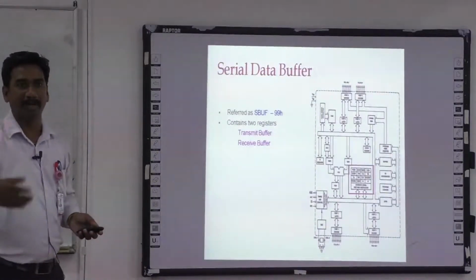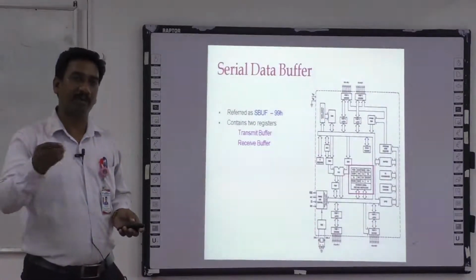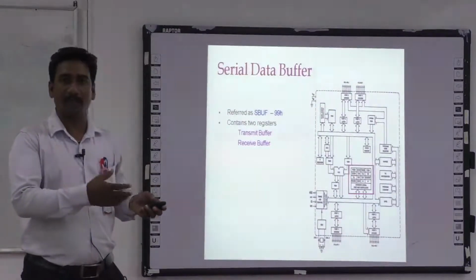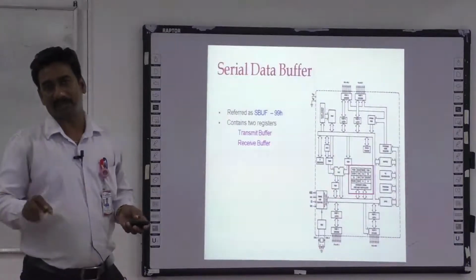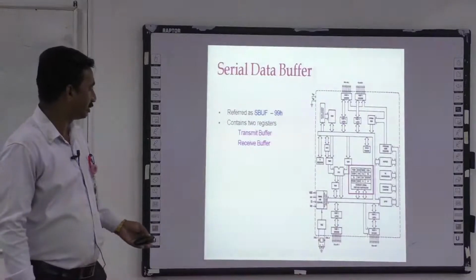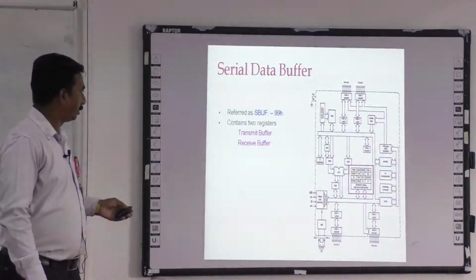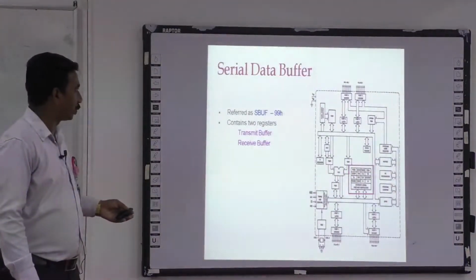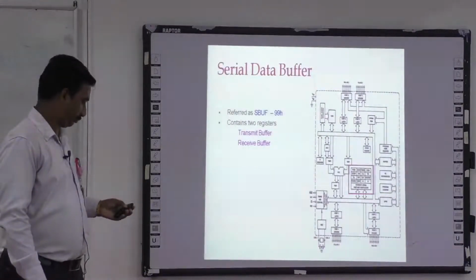The latest instruments are developed with serial communications, and whatever operation we are doing should be stored in a computer or any other device. So we need serial communication for that. Here we can see this is called the control block, and we have a serial buffer and serial control. 99 is the address for that, and two registers are there. One is the transmit buffer, and another is the receiver buffer.